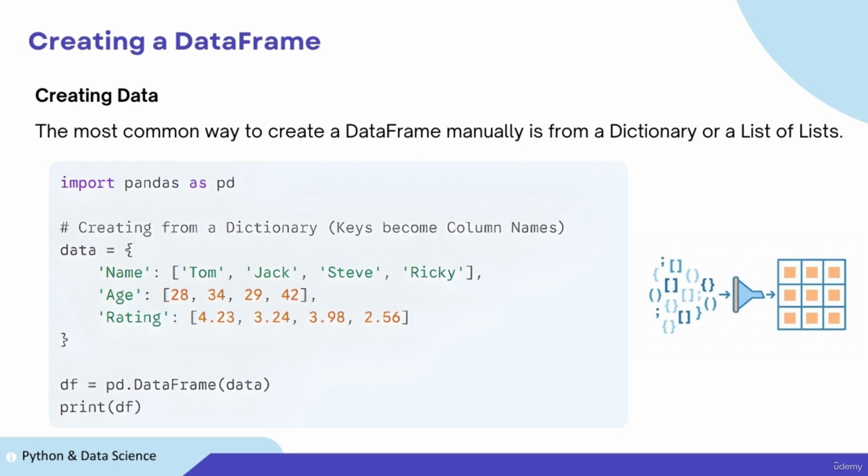In the code on your screen, notice the structure. The dictionary keys, like name, age, and rating, become your column headers. The dictionary values are lists representing the data in those columns. We write df = pd.DataFrame(data). When we print this df variable, Python organizes those lists into a neat formatted table with rows and columns.